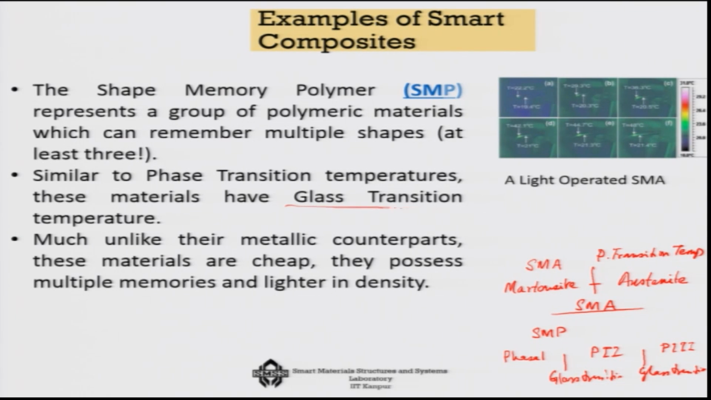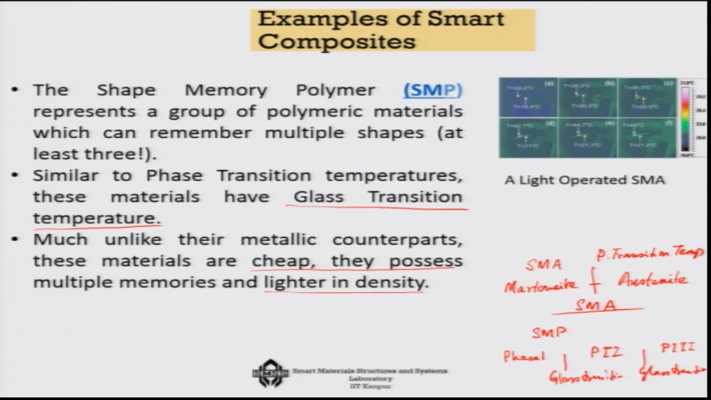This is defined by the glass transition temperature. So, the advantage is that instead of getting one or two, you can actually generate many shapes in these materials, and much unlike their metallic counterparts, these materials are cheap. They possess multiple memories and are lighter in density. One example I have given you, which is coming up very nicely, is a light operated SMA.